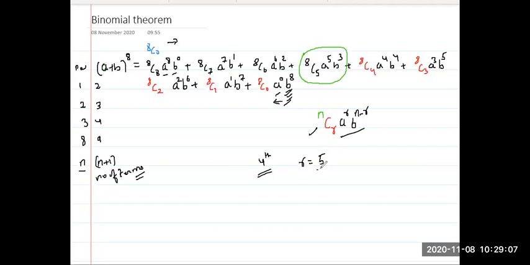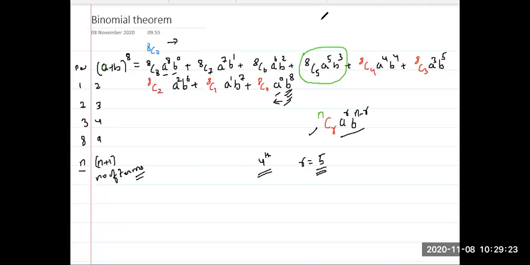5. Got it? 5. Okay? Right, everyone? Okay, now this is just for understanding. This is just for understanding. I hope all of you understood this.